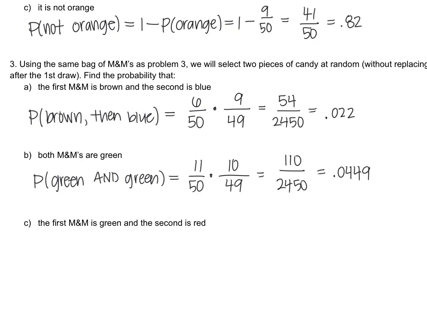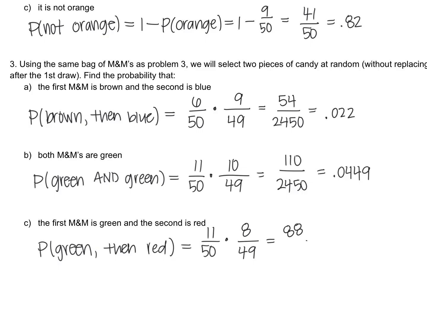0.0449. And the last one says the probability you do green, then red. So the probability that the first one is green is 11 out of 50, and then times red, so denominator is still going to become 49, and then there are 8 red. So it becomes 88 over 2450, which is 0.0359.